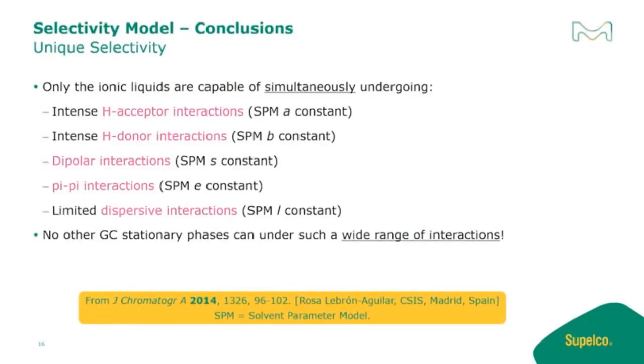And again, the way the ionic liquid phases offer their unique selectivity, they're the only phases capable of simultaneously undergoing hydrogen acceptor, hydrogen donor, dipole interactions, pi-pi interactions, and again, all phases in gas-liquid chromatography have a dispersive interaction to some extent. It's just adding these other mechanisms which makes the unique selectivity of the phases. And again, this was a reference where the solvation parameter model was published in the journal Chromatography back in 2014.